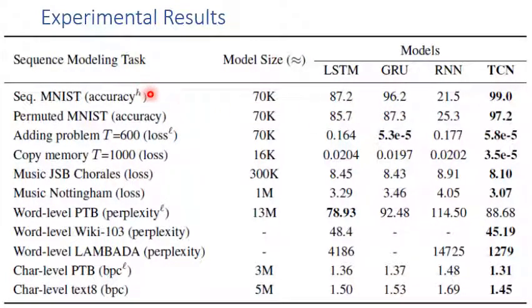We can see that the TCN has outperformed other models on most datasets. Some datasets use accuracy as the metric, other datasets use loss. We can see LSTM and GRU are much better than RNN, and on some datasets GRU has better performance, but the TCN can outperform them all. That shows the 1D CNN is very promising.